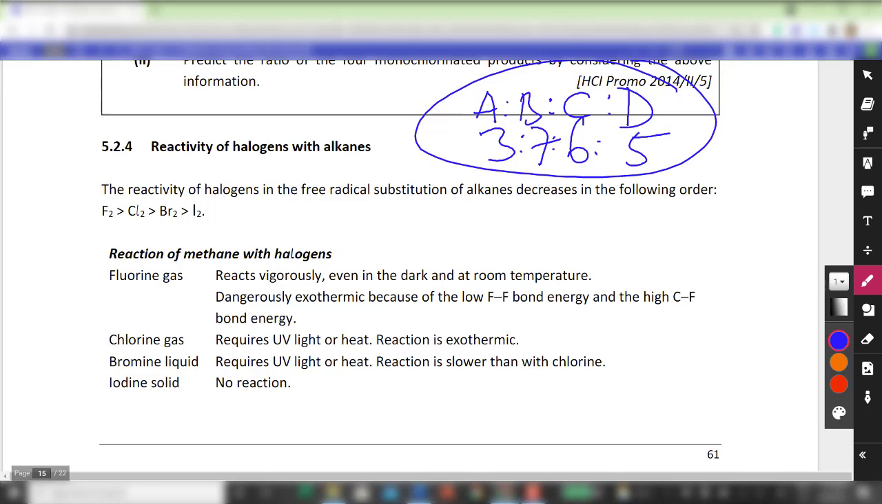But in general, fluorine gas is extremely reactive. Extremely explosive as well because of the low F-F bond energy. So the reaction will be very, very vigorous.